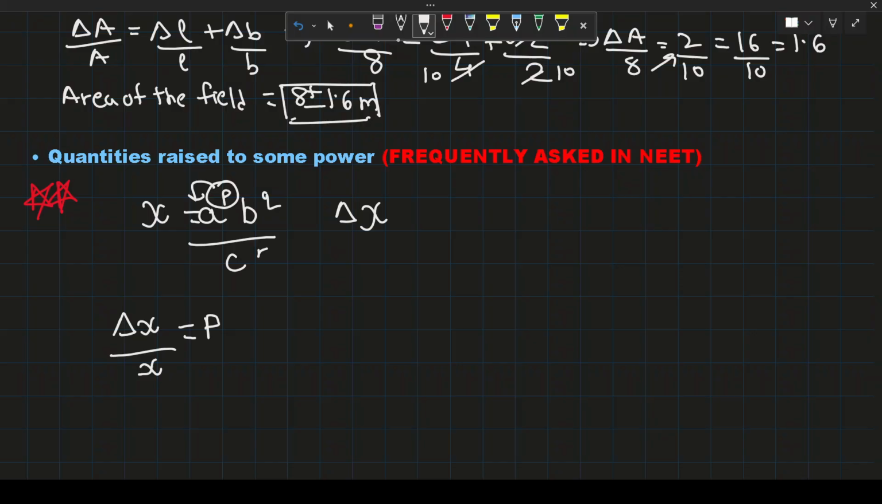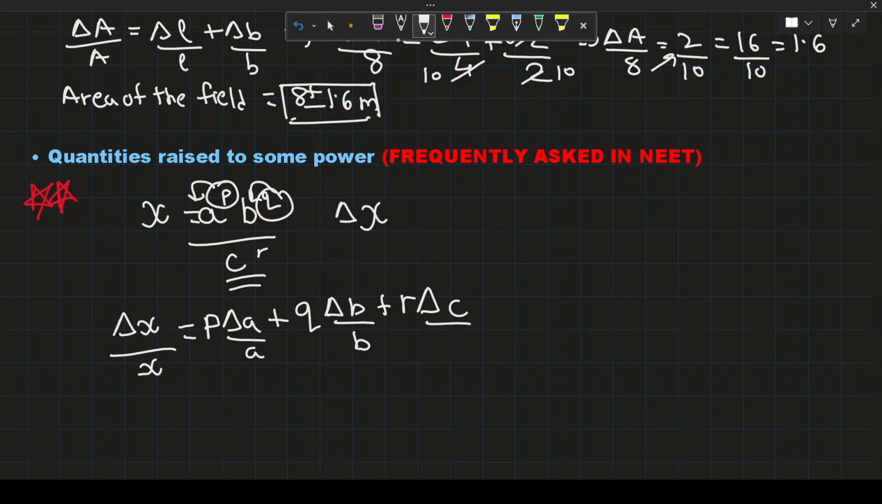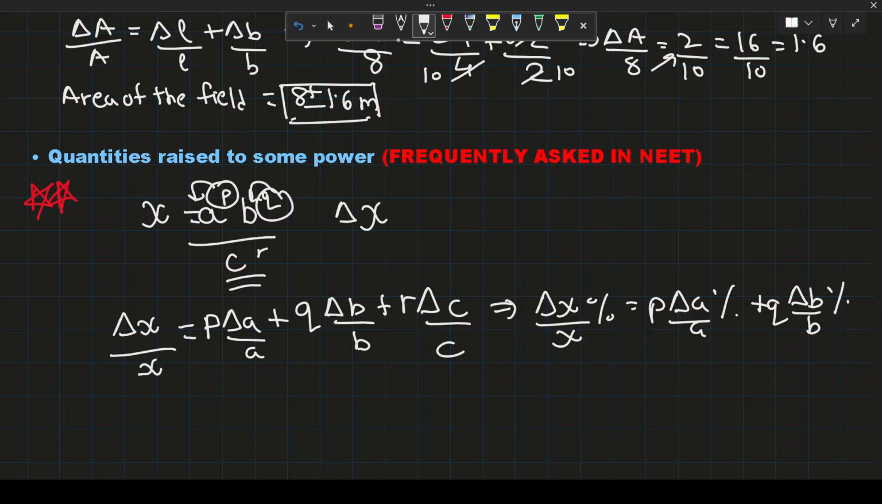and write it as p times delta a by a plus same thing over here q times delta b by b. And let's say there's something in the denominator, we'll still add it. Not subtract, add it, plus r times delta c by c. You can do the same thing with percentage. Delta x by x percentage will be equal to p times delta a by a percentage plus q times delta b by b percentage plus r into delta c by c percentage.